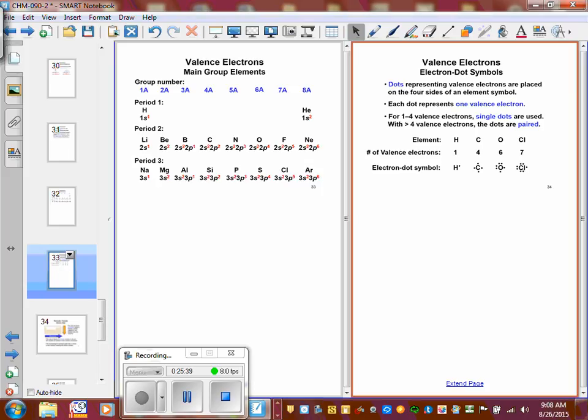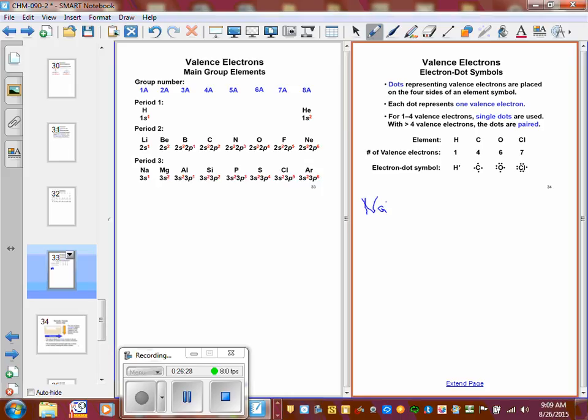We can represent valence electrons with what are called electron dot symbols. All right, let's not make this any more complicated than it is. Actually, I'll write on the chart here. So, sodium, how many valence electrons? One. One dot. Carbon has 4 valence electrons. If you think of each atom as having 4 sides, when you start putting valence electrons, you don't put them in pairs, you keep them apart.